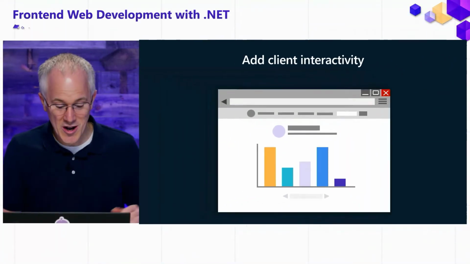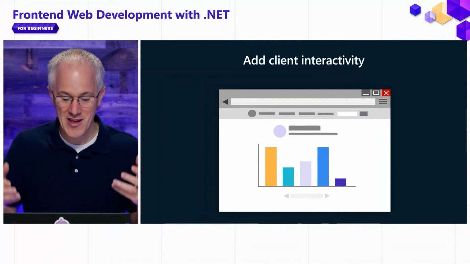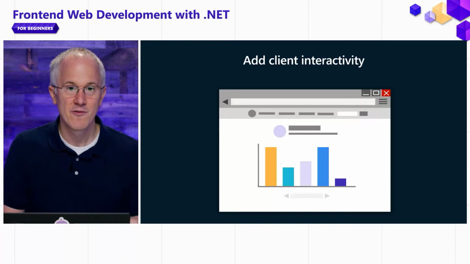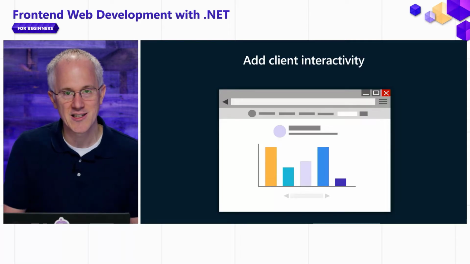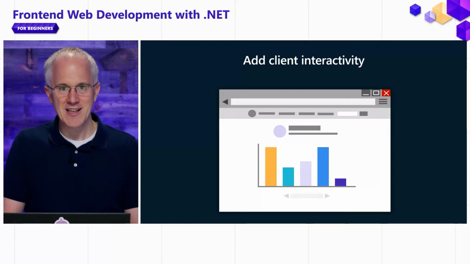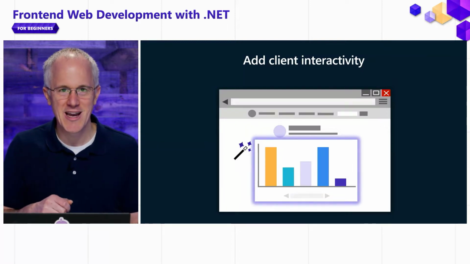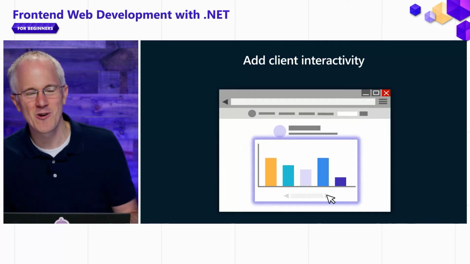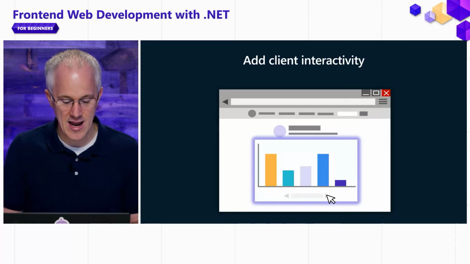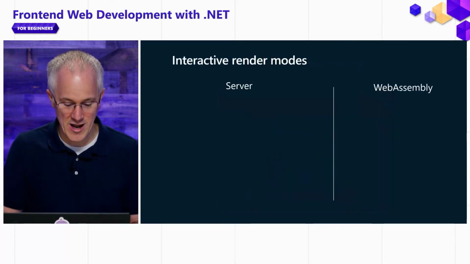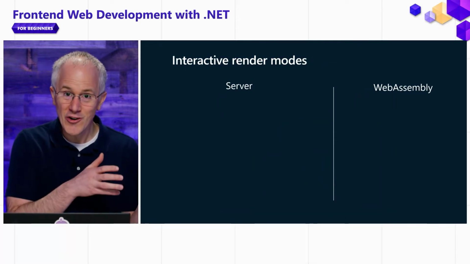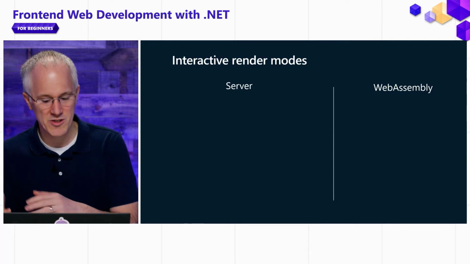Now, of course, we also want to be able to build Blazor components that are fully interactive and can handle arbitrary UI events from the browser. For that, we need to enable client interactivity using an interactive render mode. You can enable interactivity for individual components or pages, just sprinkle on a little interactivity wherever it's needed, or you can enable interactivity globally for the entire app. Now, Blazor provides two different ways to make components interactive. You can do it from the server or from the client via WebAssembly.